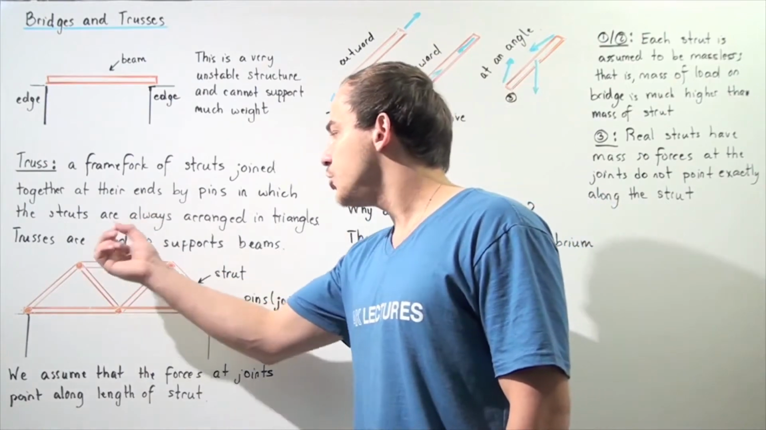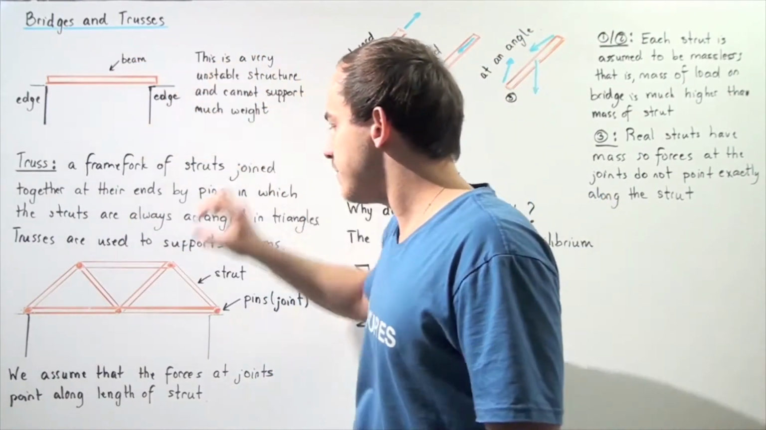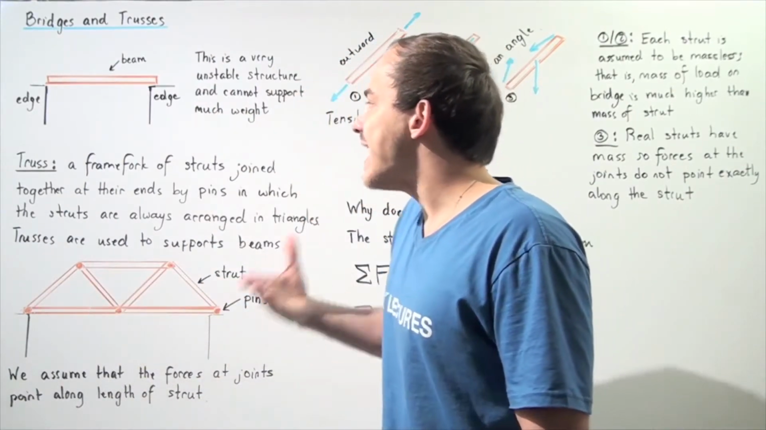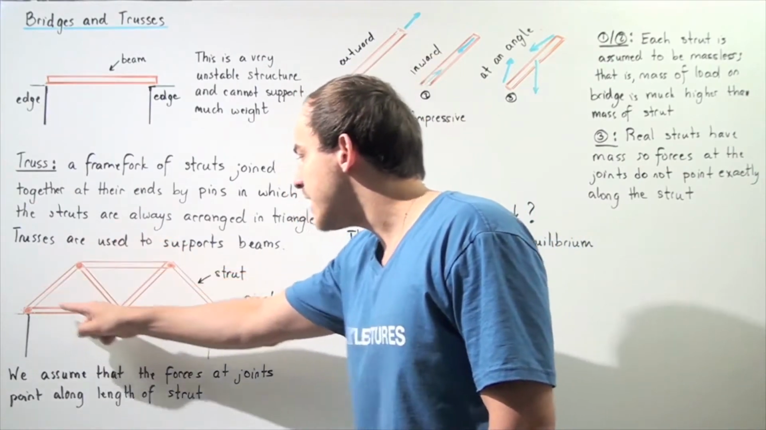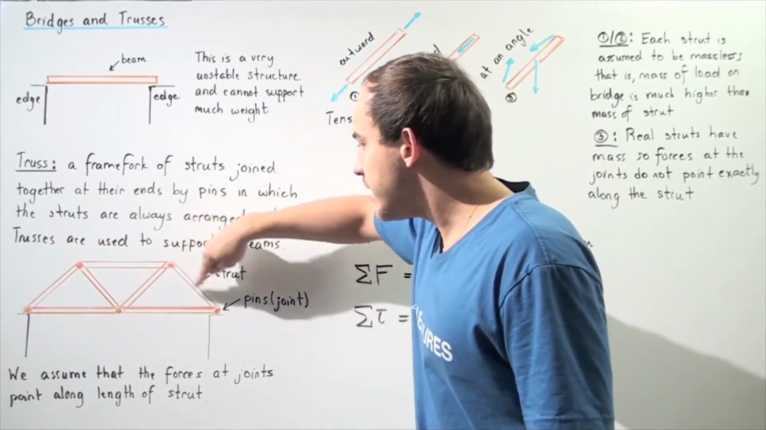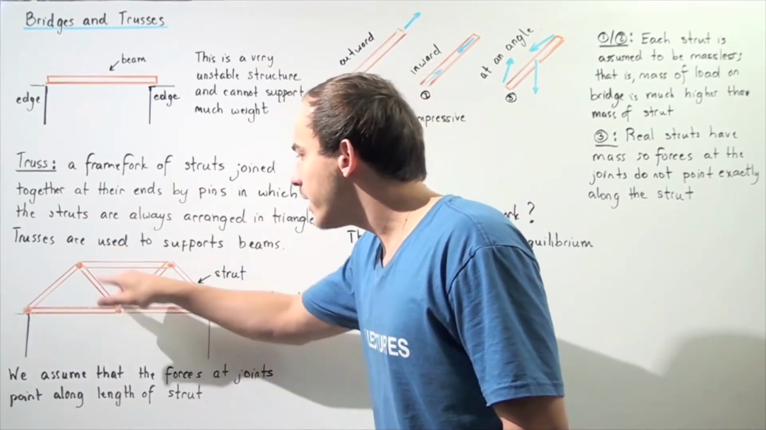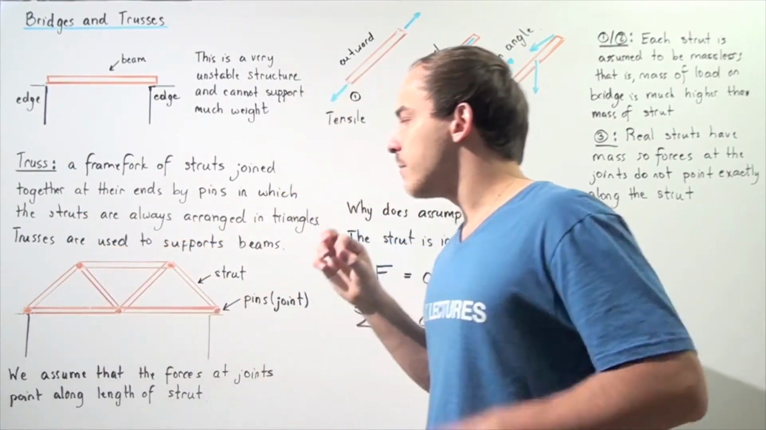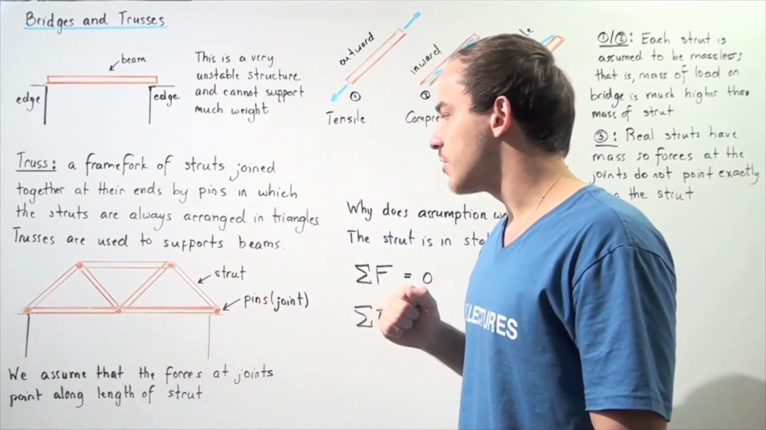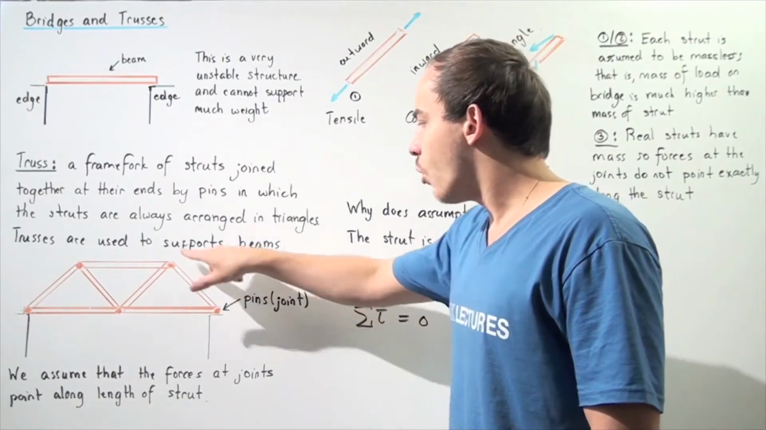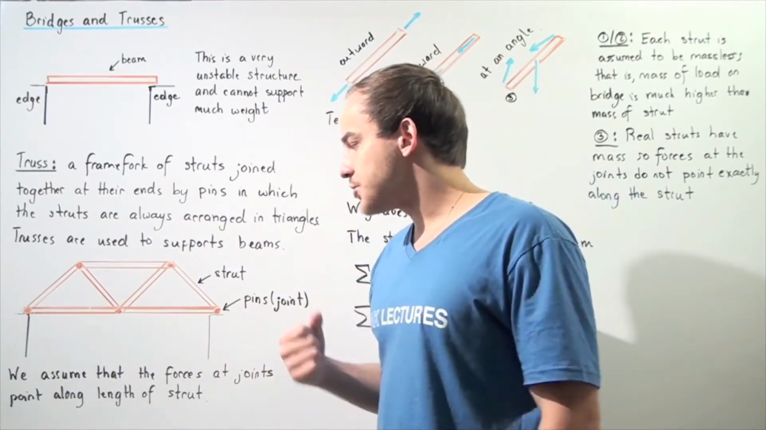Now, trusses are used to support beams. In other words, we can use the following beam in this example, and now we add a truss. And this is our truss. This is our framework of struts. So each one of these rods is known as a strut, and these points are our pins. They're positions that connect two or more rods together. So these points are also known as joints because they join two rods together.